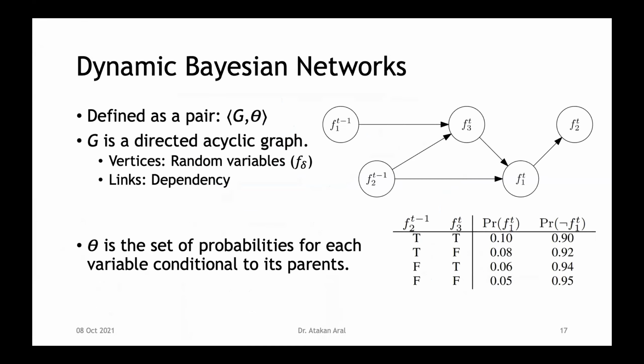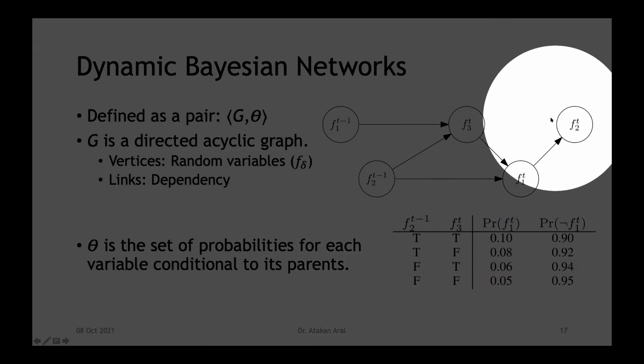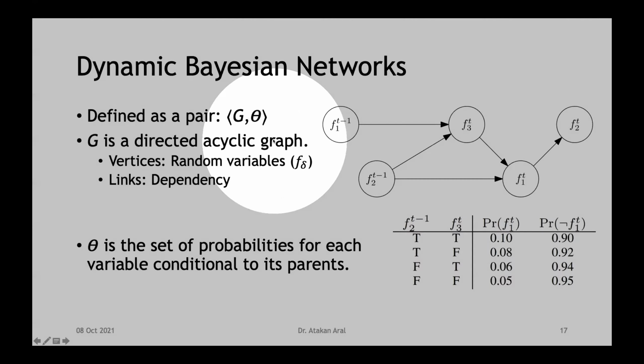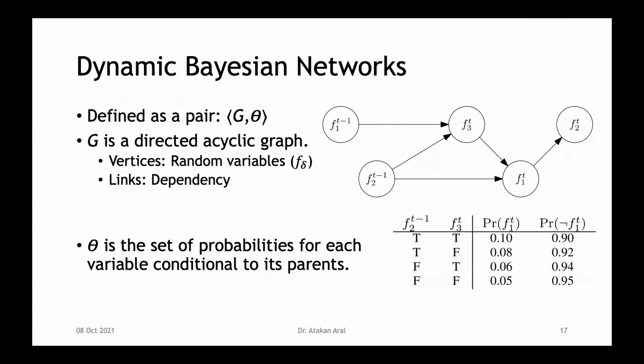But let's also move a little bit to the theory behind dynamic Bayesian networks. They are basically defined as a pair of G and theta. G is the structure or a graph that we showed here. It's a directed acyclic graph, and its vertices are the random variables. In our case, each node is a F delta. And the links between these nodes are the dependencies, failure dependencies. Then we come to the theta. And theta is the set of probabilities for each variable conditional to its parents only. And I already explained to you with this example.